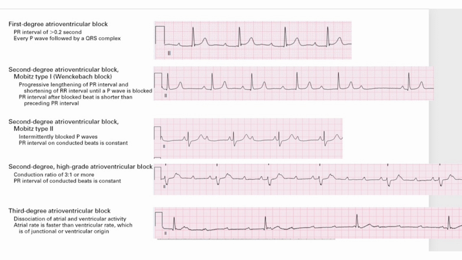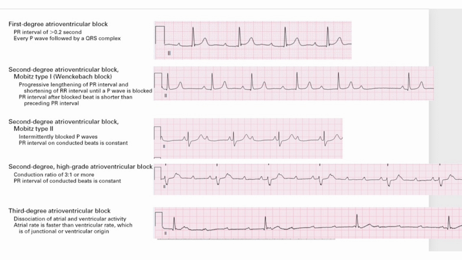First-degree atrioventricular block is a prolongation of the PR interval greater than 0.2 seconds. Every P wave is followed by a QRS complex. Second-degree heart blocks are of three types. Mobitz type 1 or Wenckebach: there's progressive lengthening of the PR interval and shortening of the RR interval until the P wave is blocked. The PR interval after the blocked beat is shorter than the preceding PR interval.